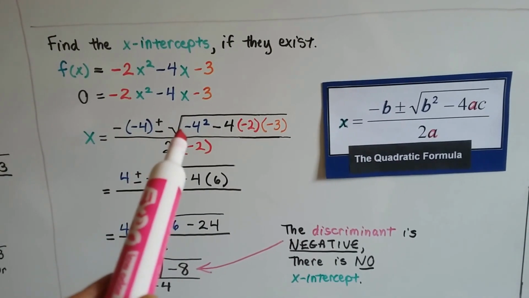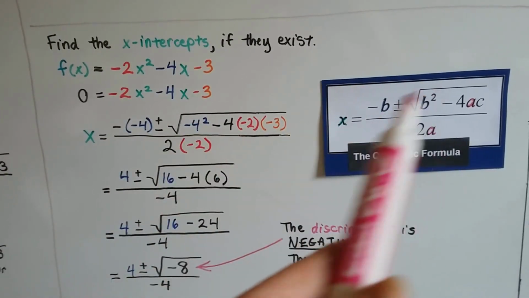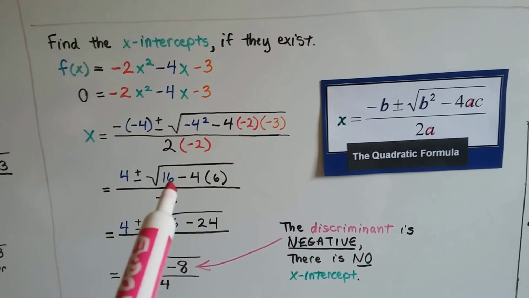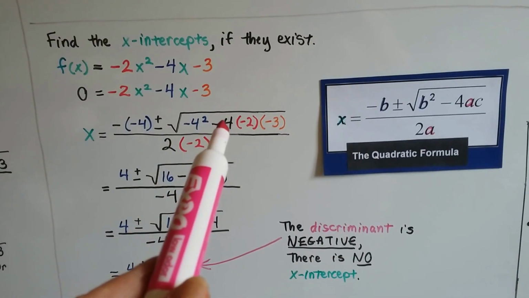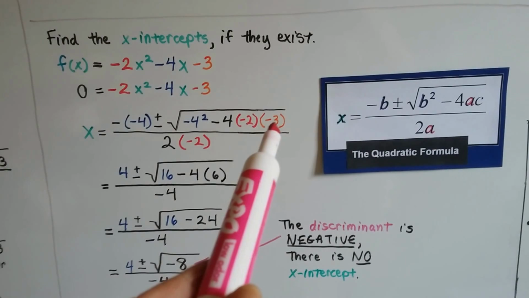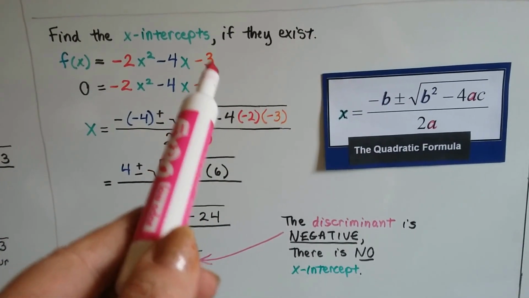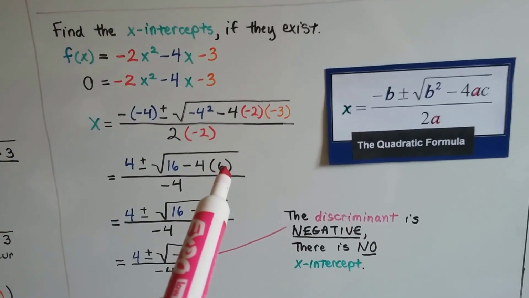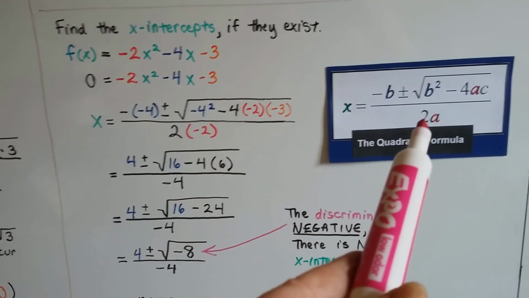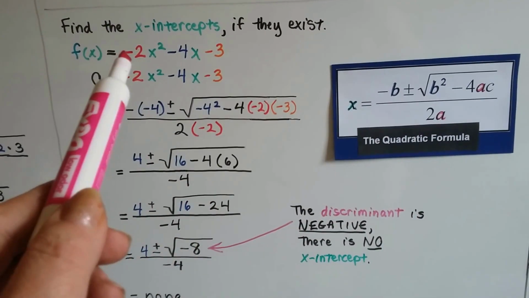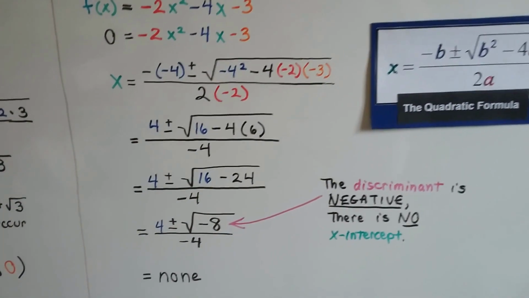It's plus or minus the square root of b squared. Negative 4 times negative 4 is a positive 16. It's going to be minus 4 times our a value times our c value. And our a value is a negative 2 times a negative 3 c value. That's going to give us a positive 6. It's got to be divided by 2a, and our a value is a negative 2, so we've got that there.